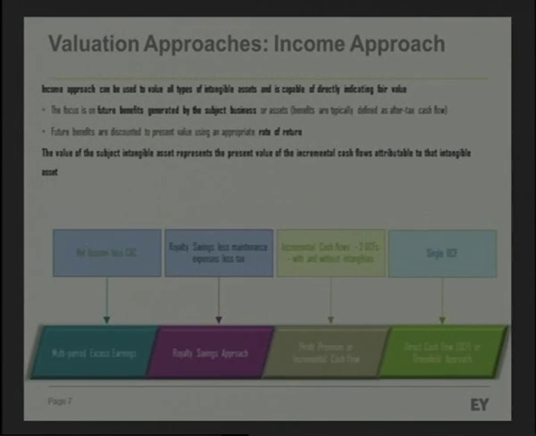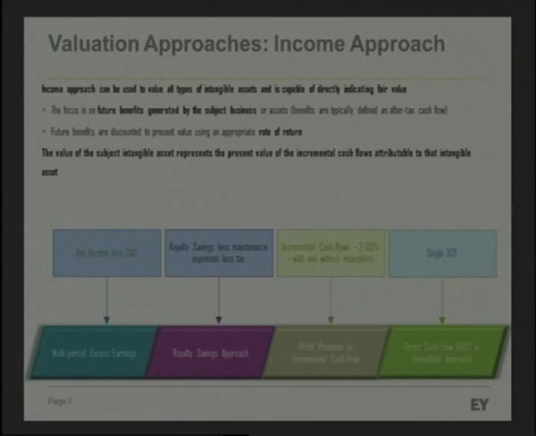The second is the royalty savings approach, which simply says, going back to the previous example, if I have a future stream of revenue, I will pay a percentage of that revenue for the use of technology or brand which I'm licensing from the legal owner.